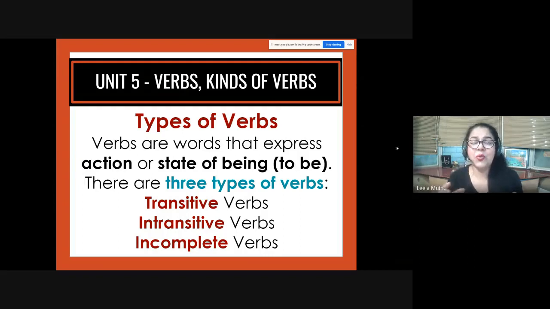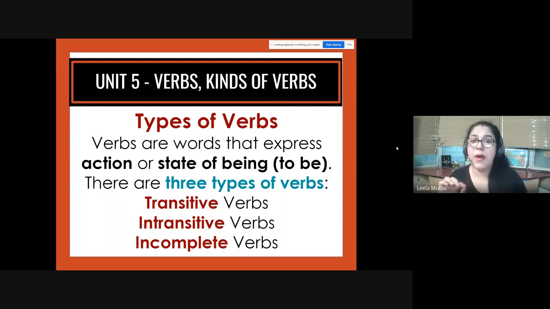So when there is a sentence like the dog wagged its tail, after the verb, this is the easiest way to find out whether the verb is a transitive, intransitive, or incomplete verb. After the verb, you must check to see if there is an object in the sentence. Now in this sentence, the dog wagged its tail, there is an object because there is an answer to the question what. The dog wagged what?